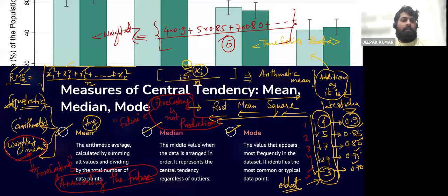Then we learned quadratic mean, arithmetic mean, weighted mean. What are the other means we also learned? If I change the color for you, I think we looked into geometric mean.